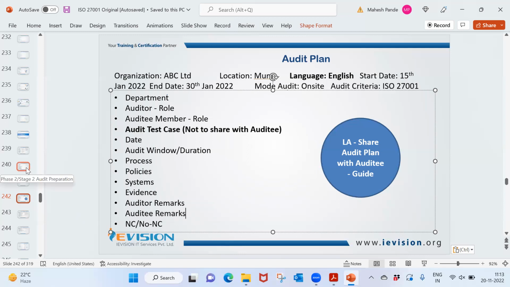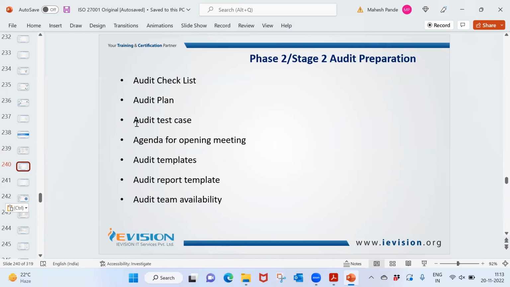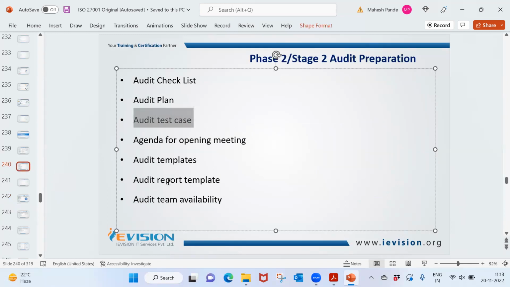So there are 2 points that we have covered. Now, important is the audit test case. This audit test case is something very obvious. I would like to guide you, but when you are preparing an audit test case, first of all, you should have at least some subject matter expertise. If you do not have it, there is no point in going for an audit. You have to be very, very careful about that.